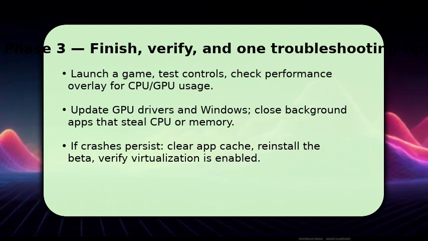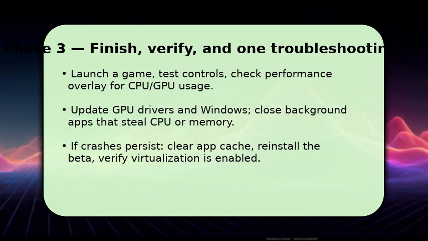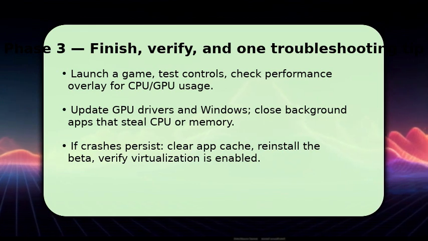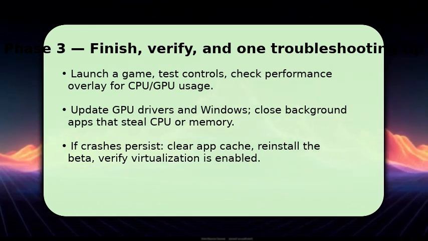If you hit crashes or black screens, clear the app cache, reinstall the Google Play Games beta, and double-check that virtualization and necessary Windows features are enabled. This single troubleshooting tip fixes most issues quickly.